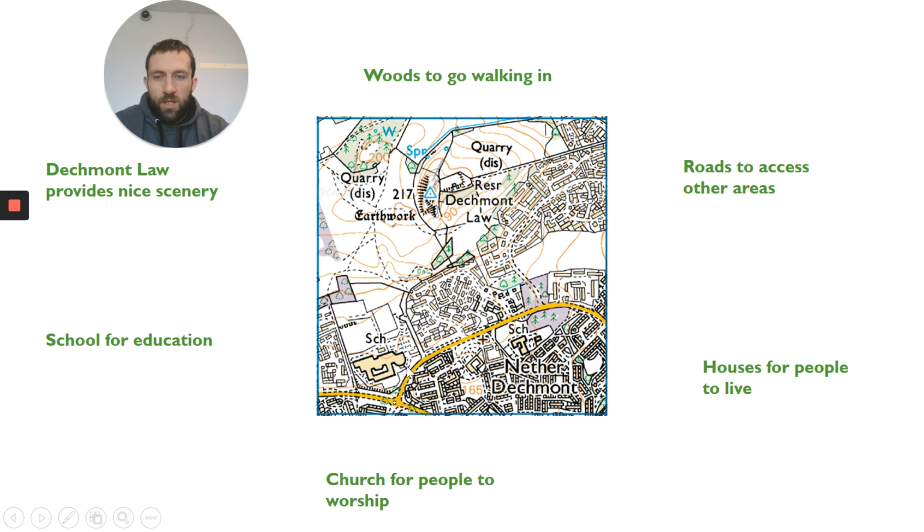There's a school for education, because everybody loves school. There's a church right there, so if you're religious you can go and worship and do your praying and stuff there, which is cool. There's another school here, a primary school, this one. There's houses for people to live, so these beige things are all houses where people can live. And there's roads to access other areas. Not that you want to, because this is such a cool area. And just off the map, there's shops as well.